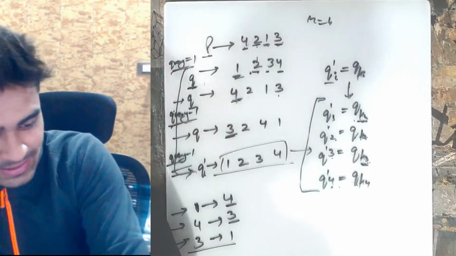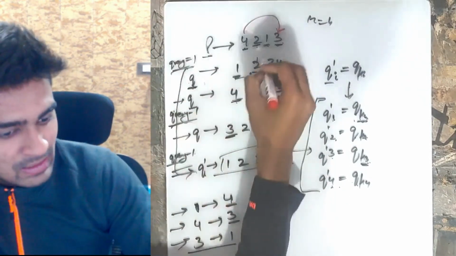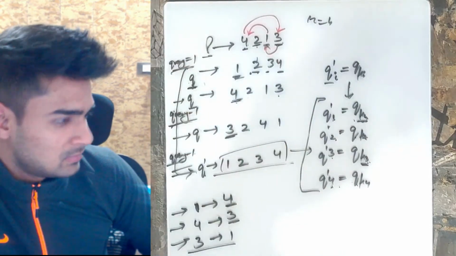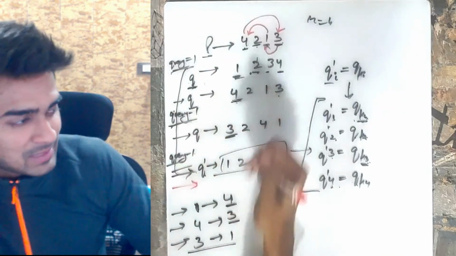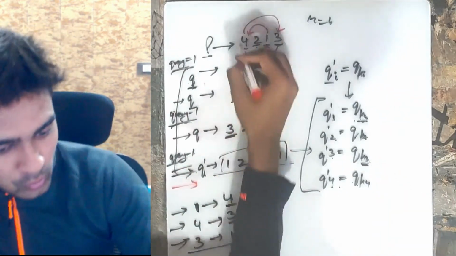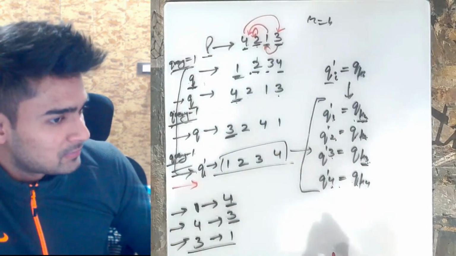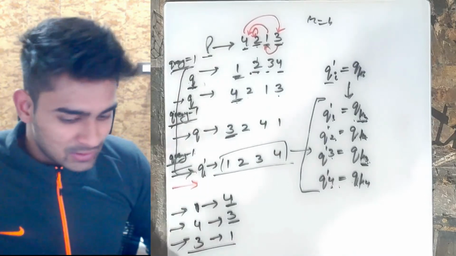So the cycle is that 4 comes at 3's place, 3 comes at 1's place, and 1 comes at 4th place. And the cycle keeps on moving. Even if we do this like 100 times, this is the same cycle that will keep on moving. And 2 has an identity cycle. That means 2 keeps on moving into itself. So this was the key part that you had to understand in this problem.